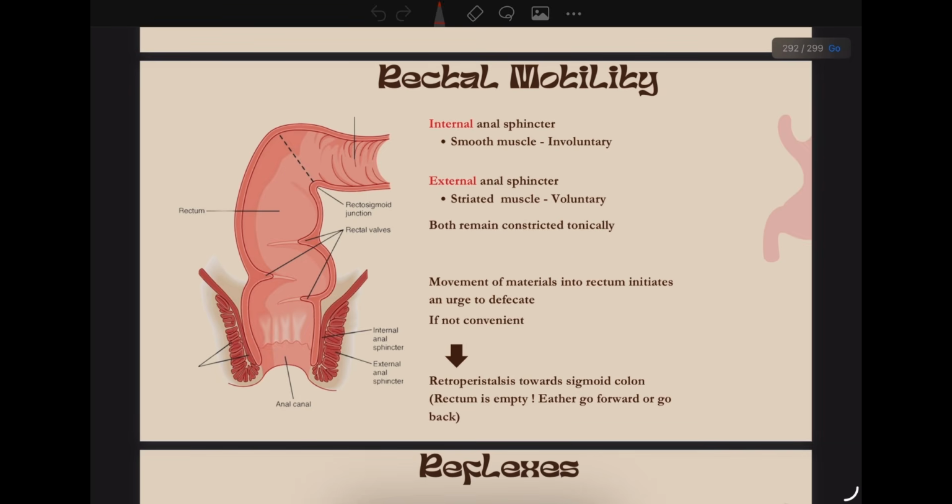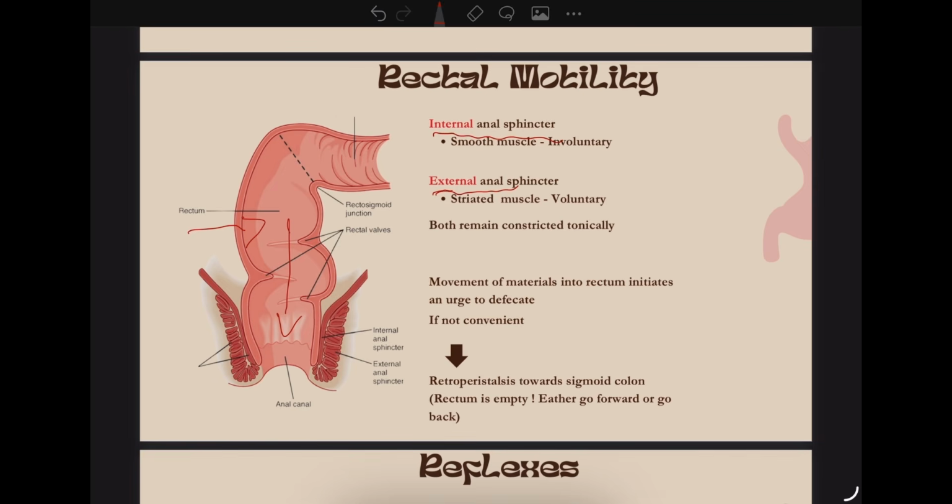Now, for the rectal motility, you will see that once the food reaches the rectum, it should always be empty. The rectum will try one of two things. It will try to go out. First thing, we have two sphincters, like in renal, if you remember, the internal and external. So we also here have internal anal sphincter and external anal sphincter. The internal is involuntary, so it will open. The external is voluntary, so it's up to you.